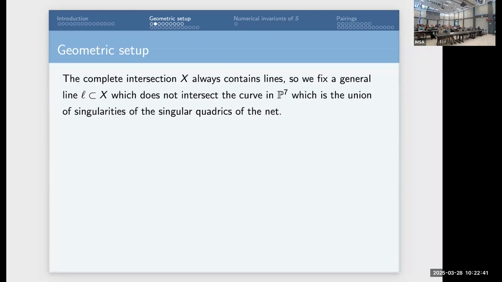So we fix one line, and the entire story is going to depend on this one line we fix. And we take the line to be general enough so it does not intersect any of the vertices of the singular quadrics in the net.